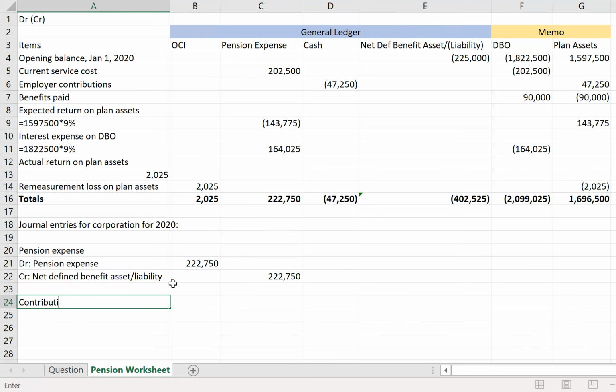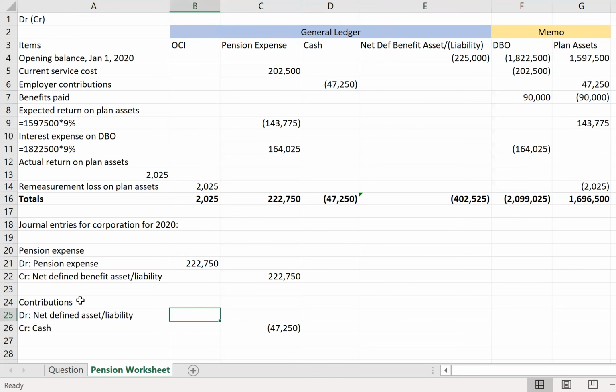Then we're going to have our contributions. So we're going to have debit and credit. So our credit we know is to cash. It's right here in our worksheet. So our credit is going to be this amount. Okay. And our debit is going to be now to this net defined benefit asset or liability account. And this is going to be 47,250. Okay, and those are both of our journal entries.